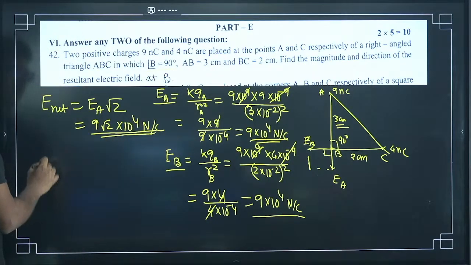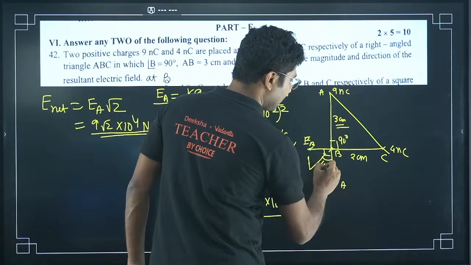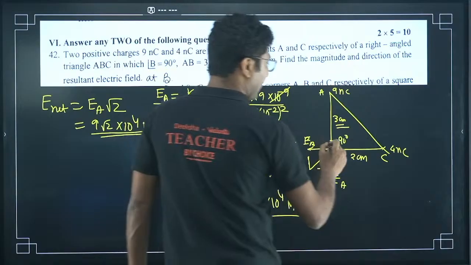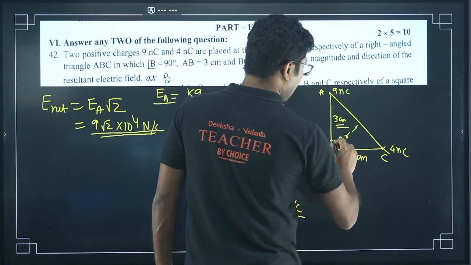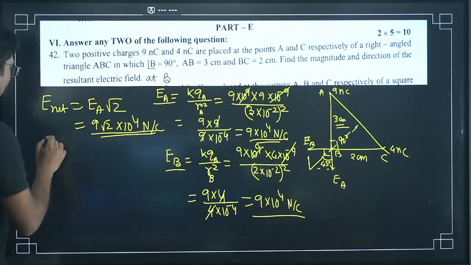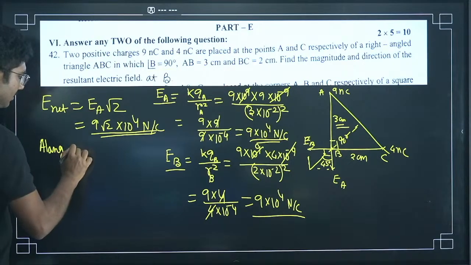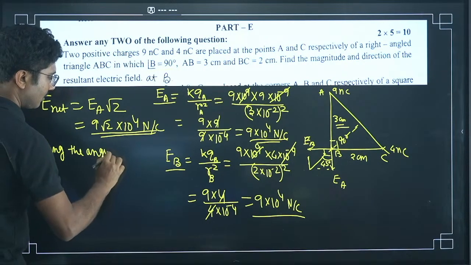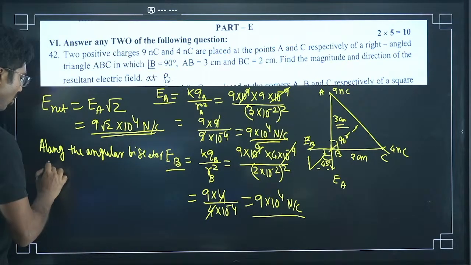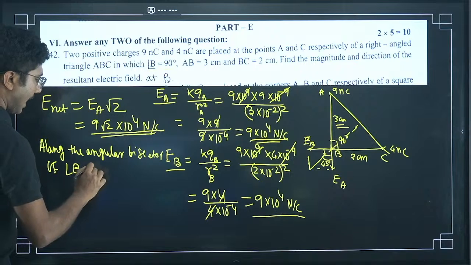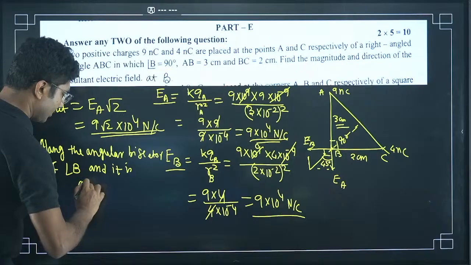Now what about the direction? Direction, as you can see, both vectors are equal, so it will be at an angle 45 degrees. So you can say that this is along the angular bisector of the angle B, and it is outwards.